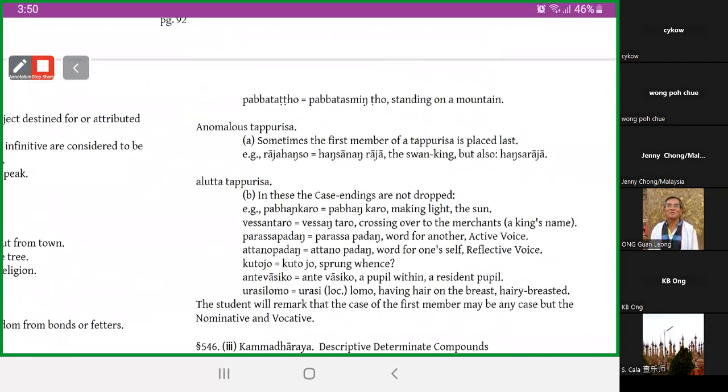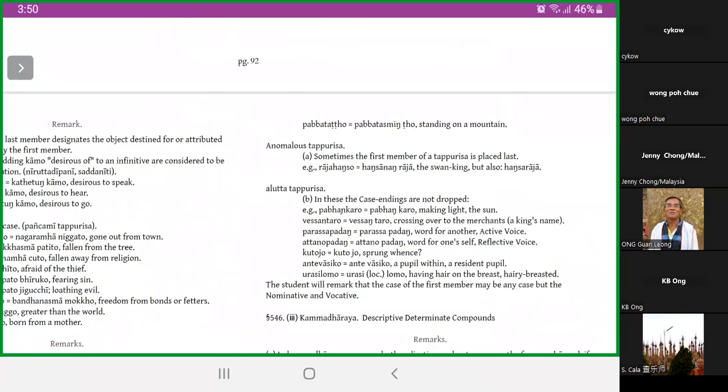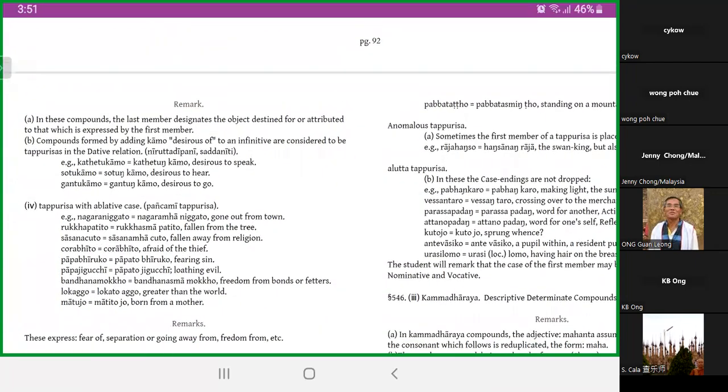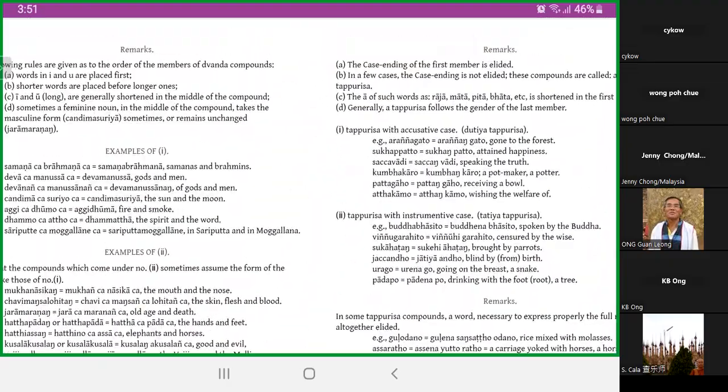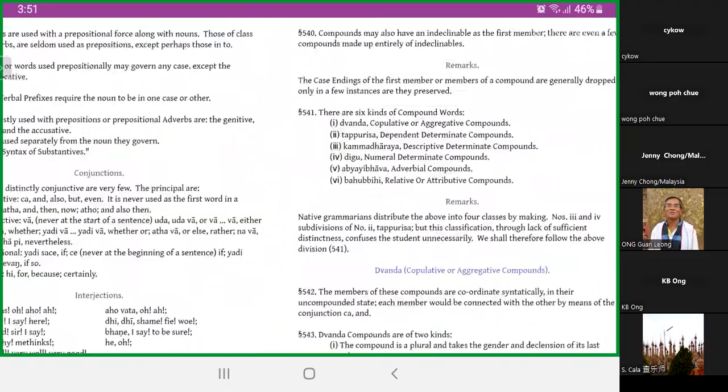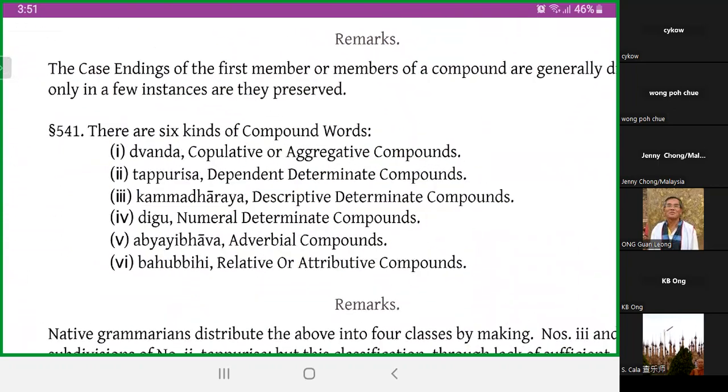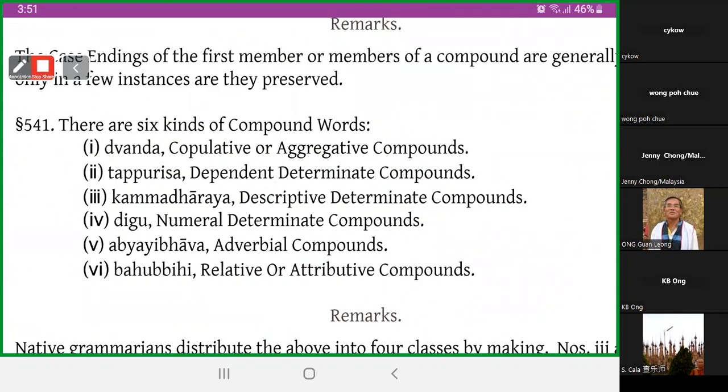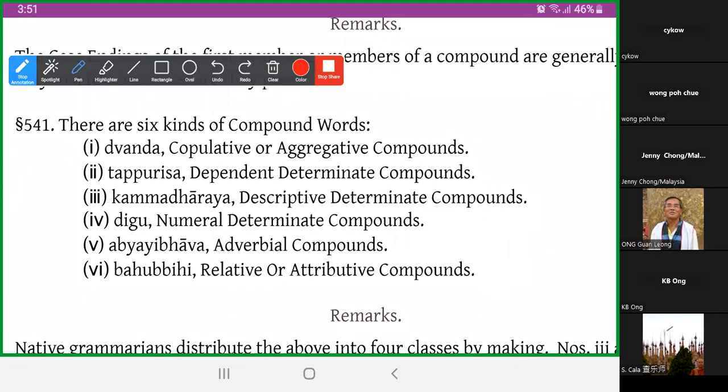Okay. So any question on the Tappurisa? I think this, if you study the example, is very clear. All right. So this is called the Tappurisa. We already finished the Dwanda. Dwanda is very easy, with the cha and cha. Today we study this one, Tappurisa.